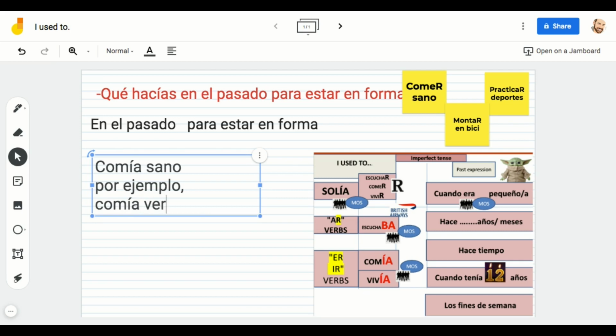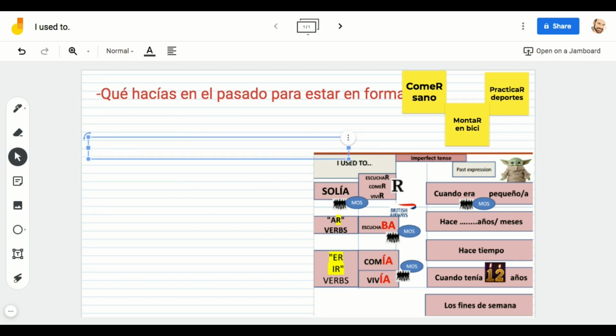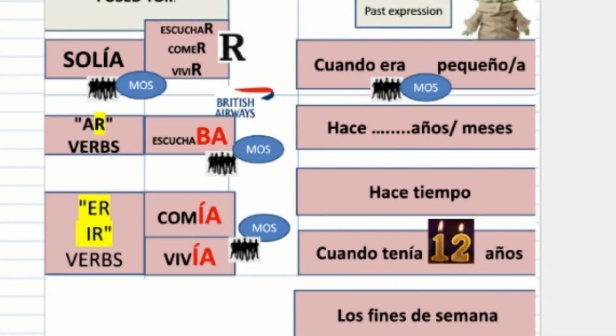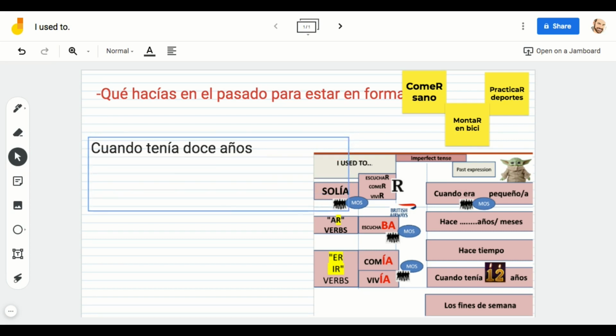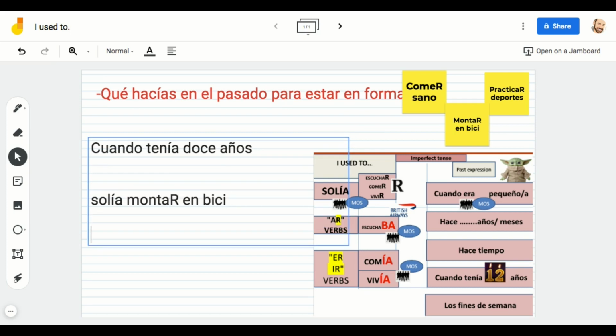comía verdura y fruta. Okay, just the last tip. Feel free to use one of these expressions, even if they are not in the bullet point. For example, you can say, when I was 12 years old, I used to ride my bike a lot. Okay? So please feel free to show off your knowledge of Spanish. Cuando tenía 12 años, and then you can use, for example, solía: solía montar en bici. Cuando tenía 12 años, solía montar en bici porque me encanta. But remember, what you need to add: me encantaba, okay? Because I used to love it.